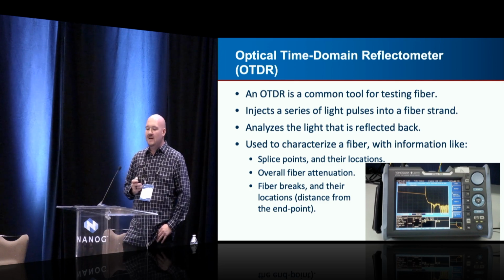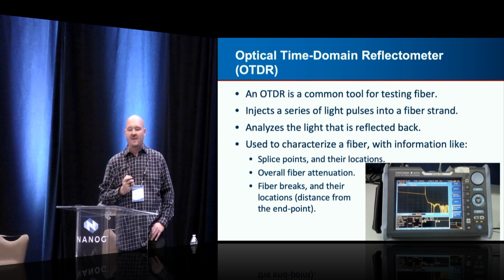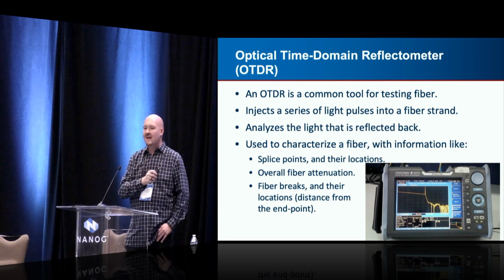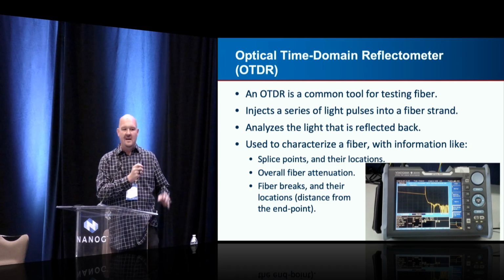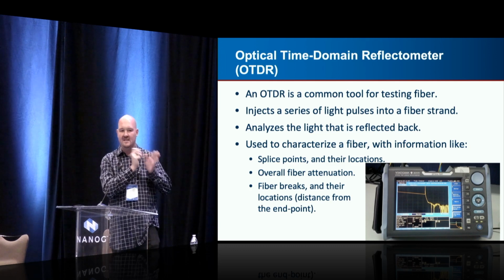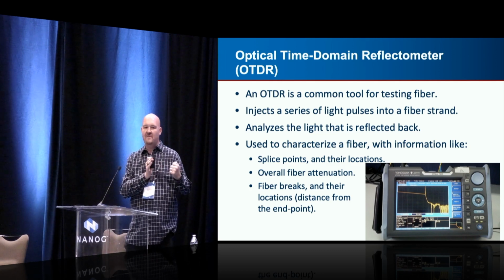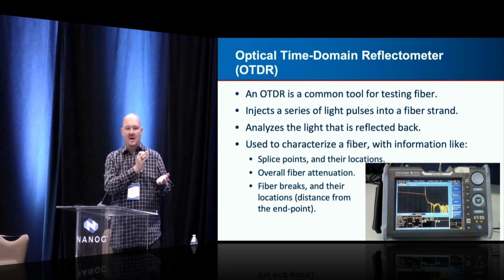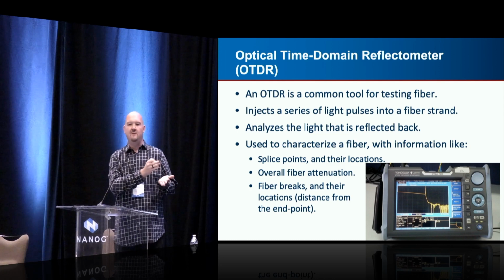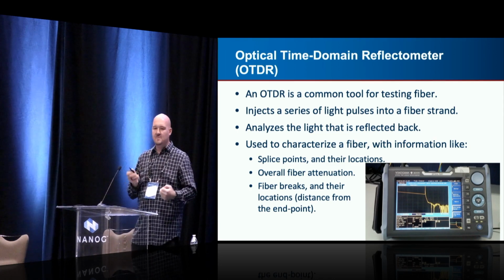OTDRs, an optical time domain reflectometer. So this is a tool that helps you characterize fiber. What it does is it sends pulses of light out into the glass and it looks at the reflections. And by sending these really bright pulses of light and seeing exactly how they come back and varying them over time, you can find the splice points. You can see what's the rate of loss over distance, where are the splice points, are there any potential issues, are there core mismatches. It helps you characterize the fiber.